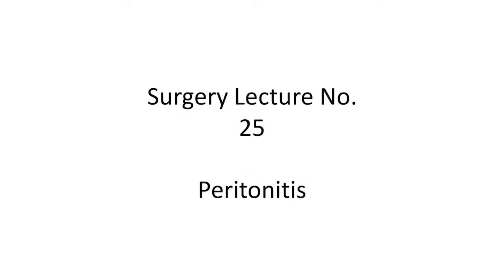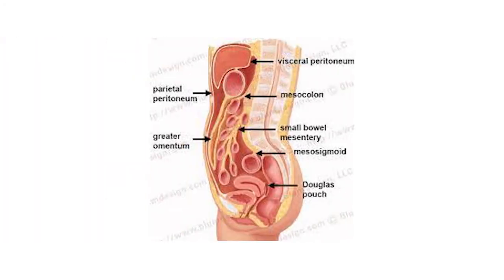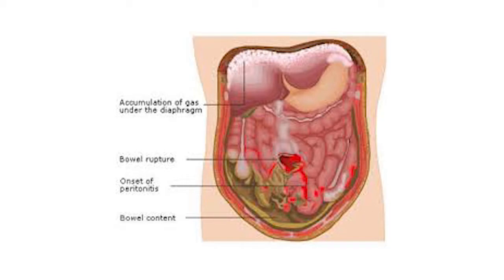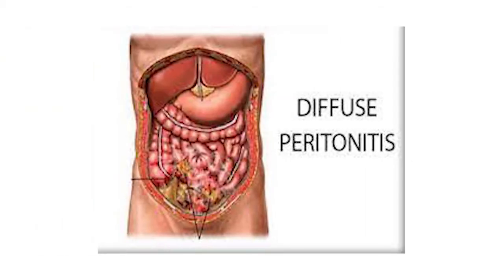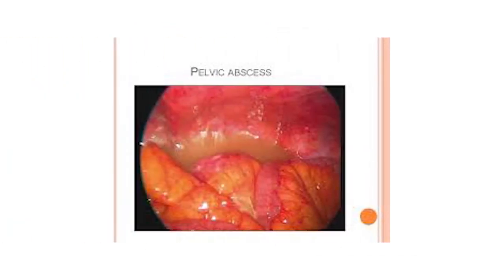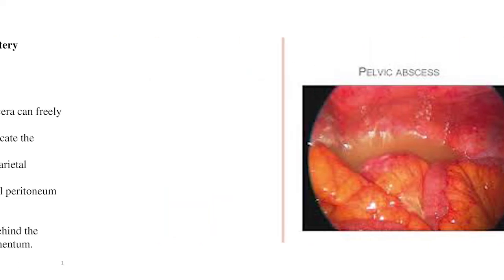Welcome, dear students, to my surgery lecture number 25, that is the peritoneum and peritonitis. In this lecture, we will learn the peritoneum, anatomy and physiology, the nerve supply of the peritoneum, peritonitis, natural factors which prevent general peritonitis, factors of diffuse peritonitis, diffuse or generalized peritonitis, operative management of peritonitis in various conditions, and pelvic abscesses. All points are covered in this lecture.